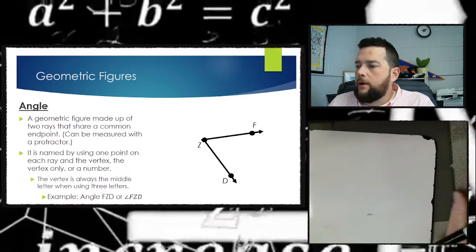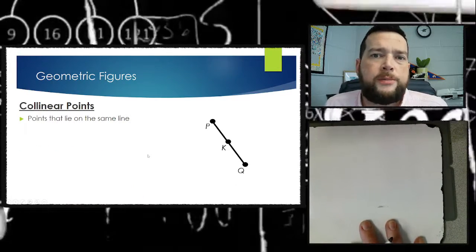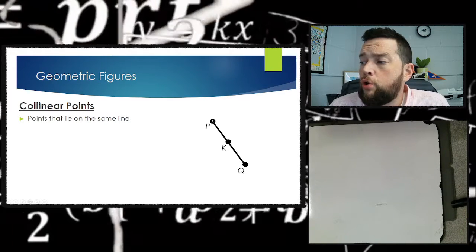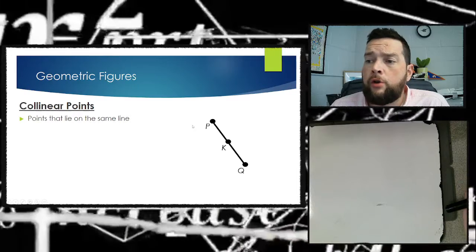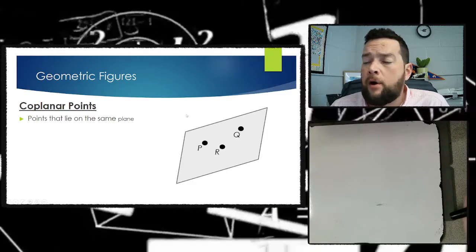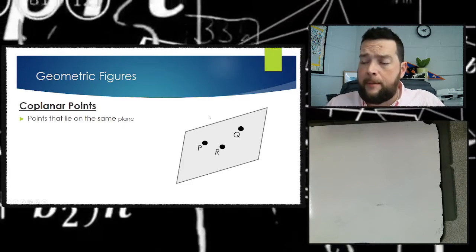Let's keep on going. We're hammering through this. All right, collinear points. Collinear points are just points that exist on the same line. So if P, K, and Q all are on the same line, they're considered collinear points. And then coplanar points are points that exist on the same plane. The way that we communicate that is we put them on the inside of that parallelogram.